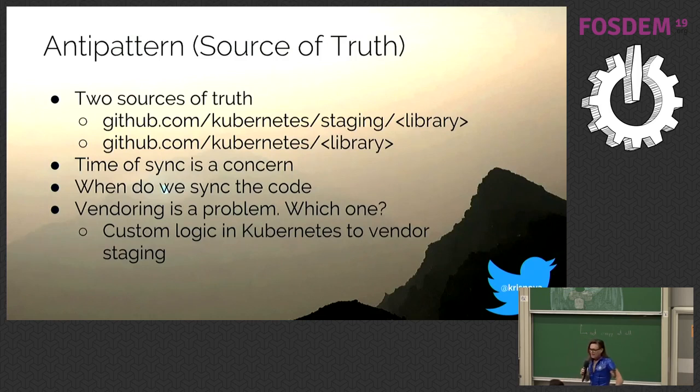Okay, cool. So the anti-patterns here. There's two sources of truth. Do I trust github.com Kubernetes staging, or do I trust github.com/Kubernetes/whatever? So which one do we vendor, and which one should we vendor? And there are examples of doing both of these, and the answer is it's kind of up to you, and you can kind of do both. So the time of the sync is a concern. We cut a release at t = 0. At t = 1 is the new ported repository updated? Probably not. So there's always going to be some delta between the two. So when do we sync the code? And last but not least, vendoring is a problem. Which one do I want to vendor?